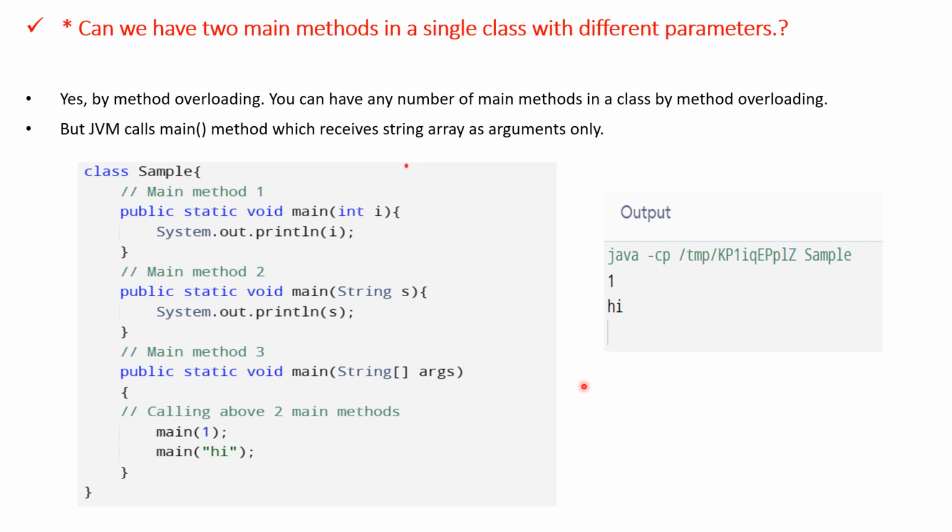This is a bit tricky, but it is easy to remember. We can have any number of main methods with different parameters in the class, but only when we give a string array as arguments does the JVM call that main method and run it as such for us. Hope this one is clear. Moving to the next one.